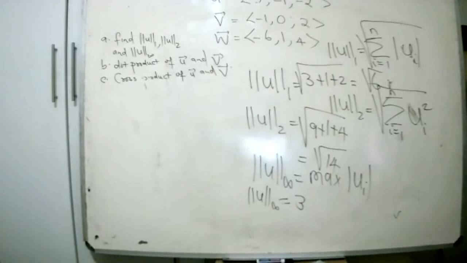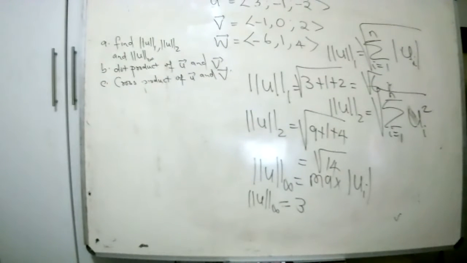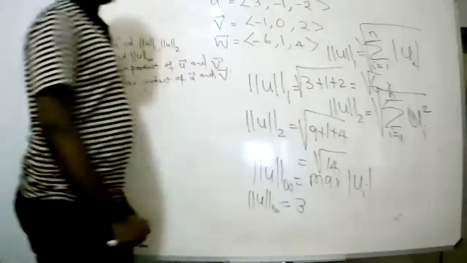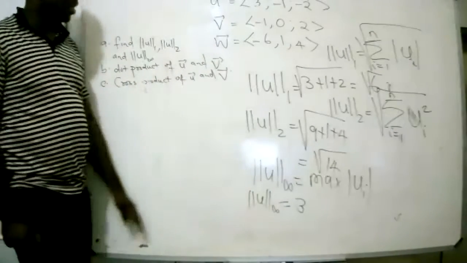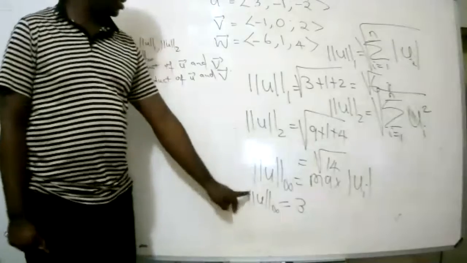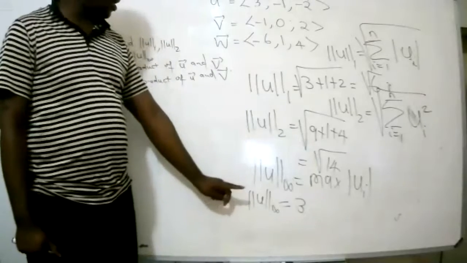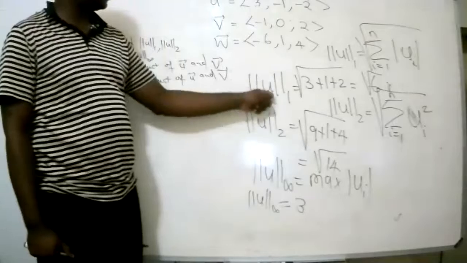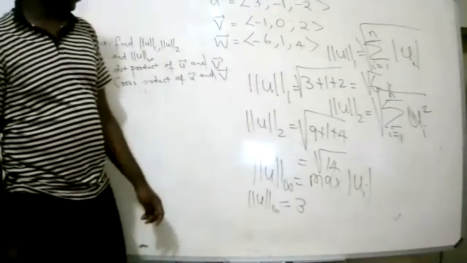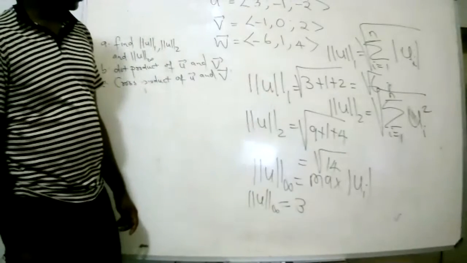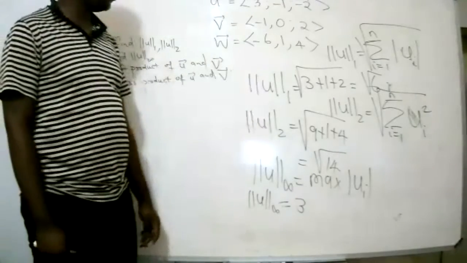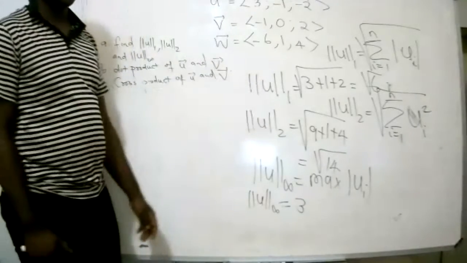Hello, okay, yeah, network. I think it's bad. But all in all, this is how we're supposed to get the infinity norm, and this is how we're supposed to get the 2 norm, and this is how we're supposed to get the 1 norm. It's easy. It's just a matter of remembering the formula, and then you will get all the norms.